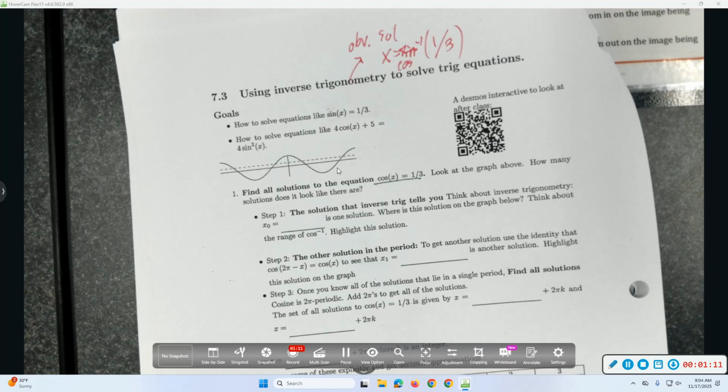Alright, so let's go through the standard list and start by counting how many solutions we expect. Just by looking at that graph, how many times does y equals 1 over 3 cross the graph of y equals cosine of x? Four times in this picture, but if I kept on drawing this picture, how many would there be? They'll just keep happening.